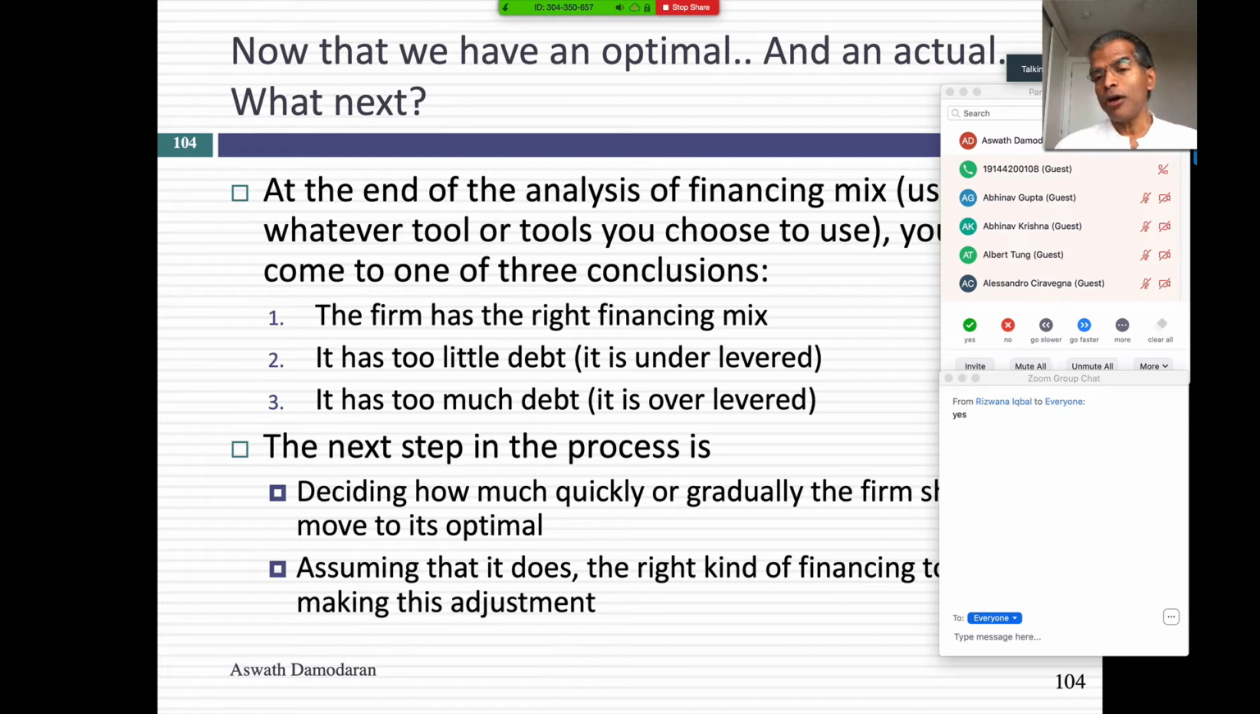It could be that your firm is under-levered. It has too little debt. Your actual is 12%. My optimal is 40, which is what I got for Disney. It's under-levered. Or your firm is over-levered. It has too much debt. If you're going to have a problem, which one should it be? Under-levered or over-levered? Which problem would you rather have in your company?